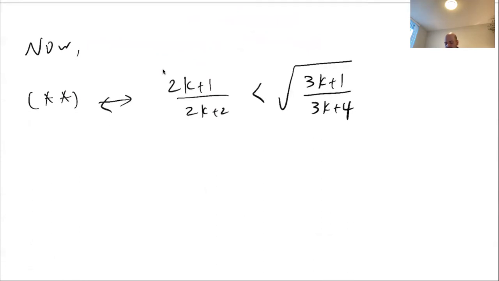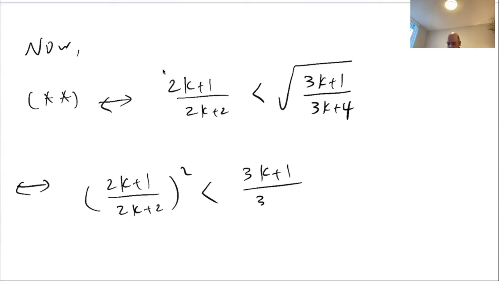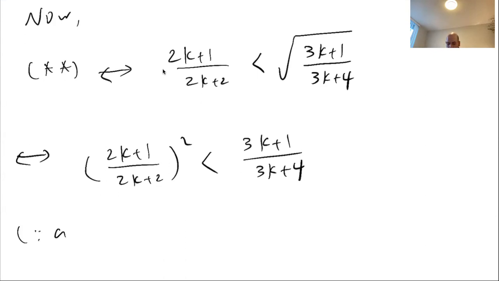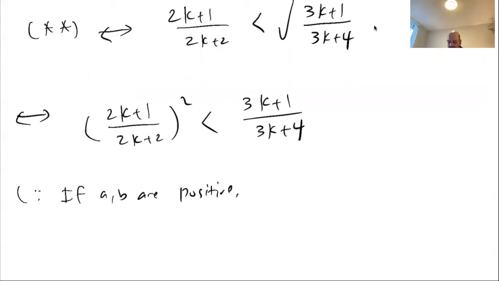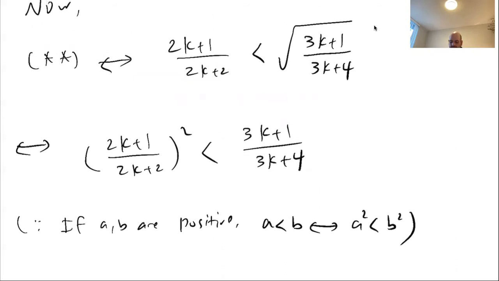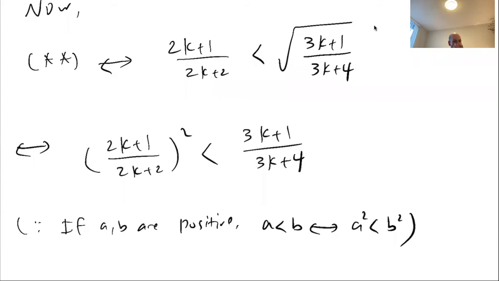Now, this inequality is equivalent with what? This one is equivalent with saying that 2k plus 1 over 2k plus 2 to power 2 is less than 3k plus 1 over 3k plus 4, right? Because, you know, if a and b are positive, then we can say that a less than b is equivalent with a squared less than b squared, right? So here a less than b, we are saying is equivalent with saying that a squared is less than b squared, because a and b are both positive.